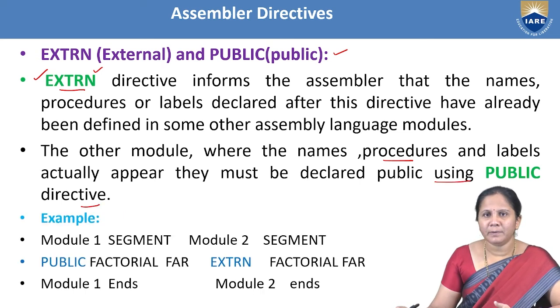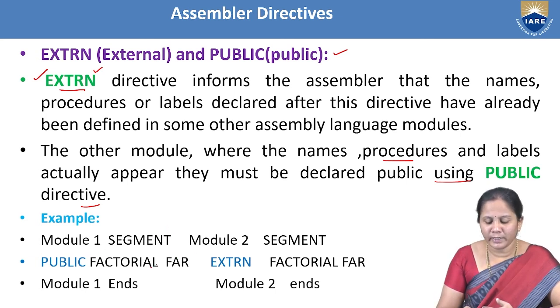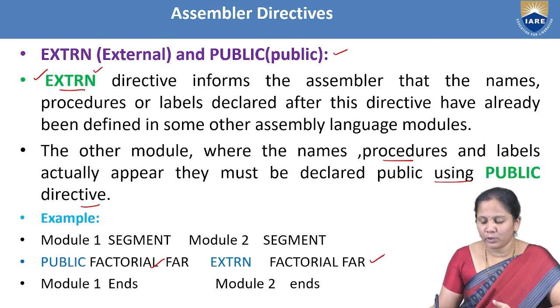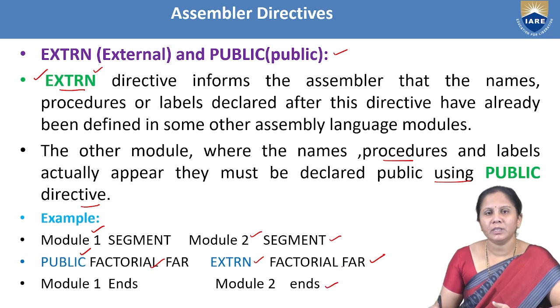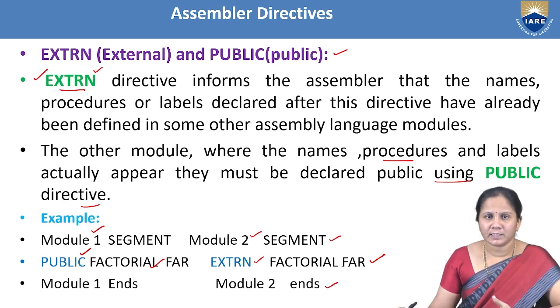For example, if you want to write a procedure named factorial in module 1, which is present in module 2, in such a case we have to declare module 2 as extern and module 1 as public. But before using that, module 2 should start and end with the segment and NDS.